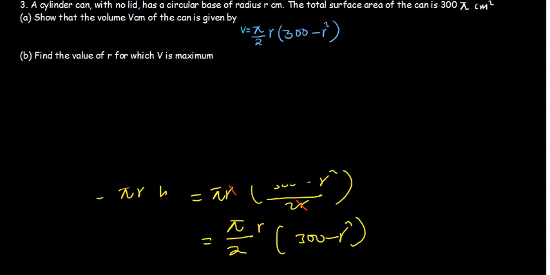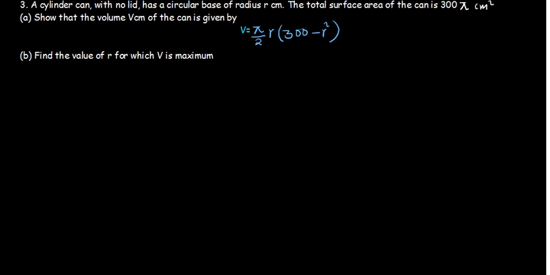Now that we've shown that, find the value of r for which v is maximum. Now we need to find the derivative of this one if we want to understand where the volume is maximum. So I can as well write this as v is equal to, I'll distribute the 2 into 300, that is going to be 150. So that will be 150 pi r, and then minus this multiplied by this, that is going to be pi over 2, and then r cubed.